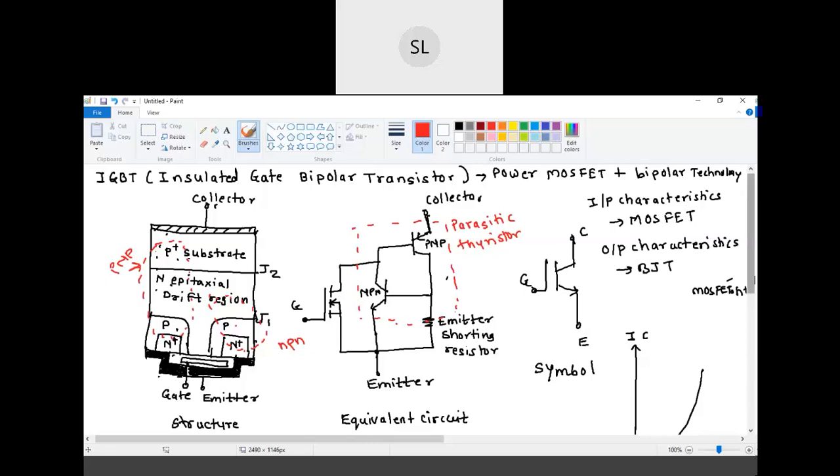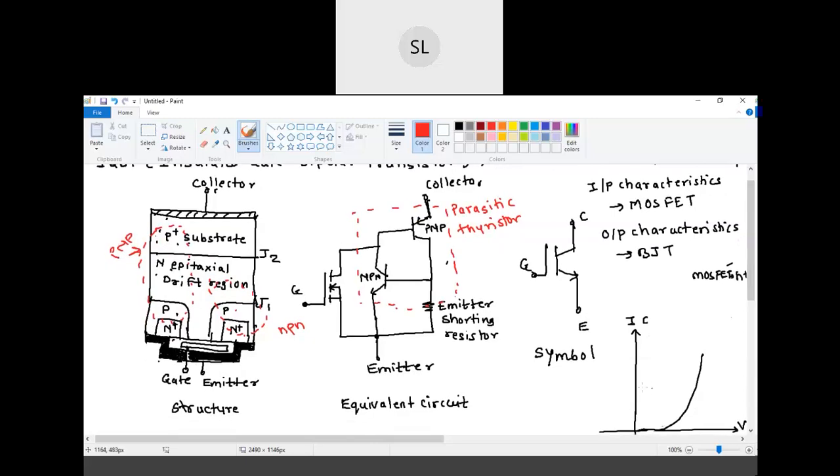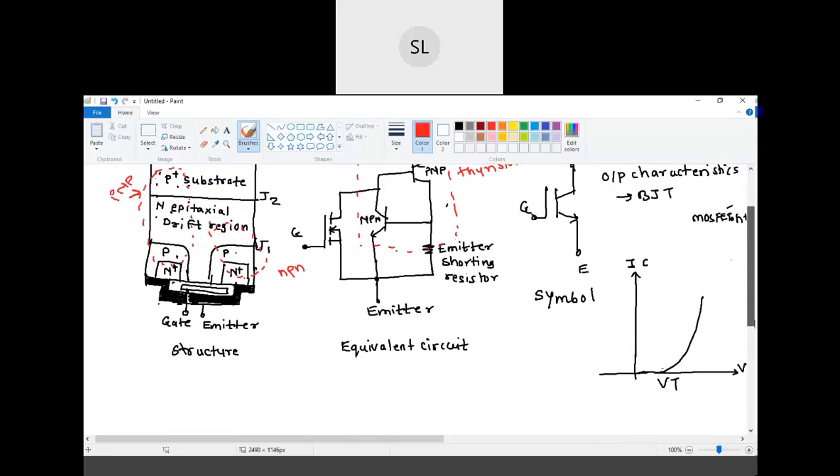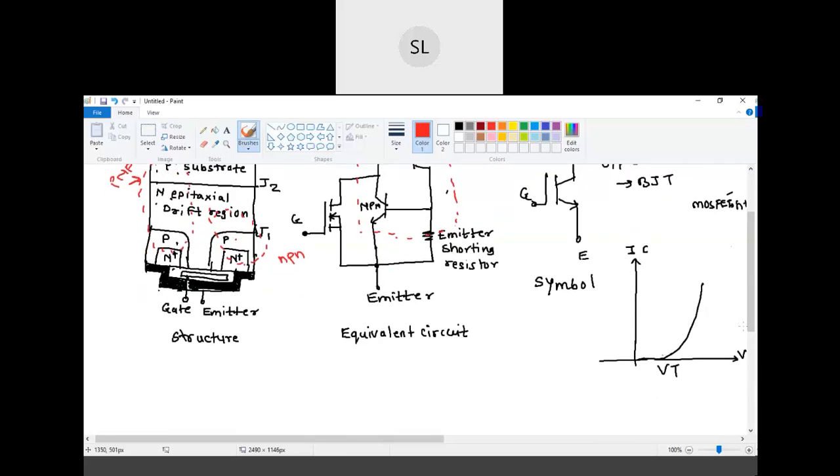Once the conduction has started in the forward direction, the thyristor will be latched into conduction and the gate loses control over its conduction. What does it mean, what is latching? We are going to study that when we study the thyristors, so don't worry about it.